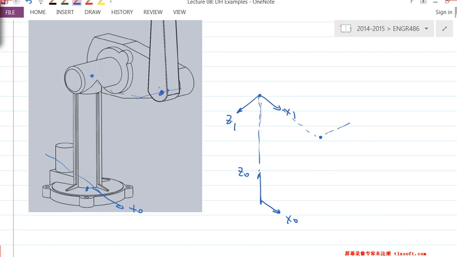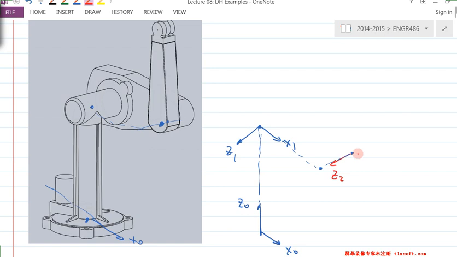So at this location, that's going to be our z2. So I choose my z2 to be this way here. Okay, z2, same direction as z1. Then the x2 perpendicular to z2. So let's say this is my x2 here.